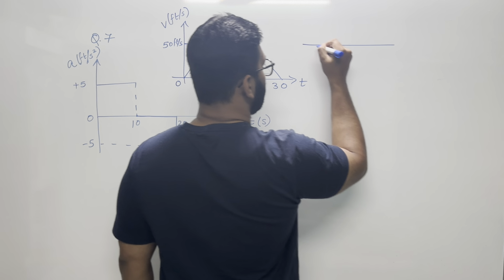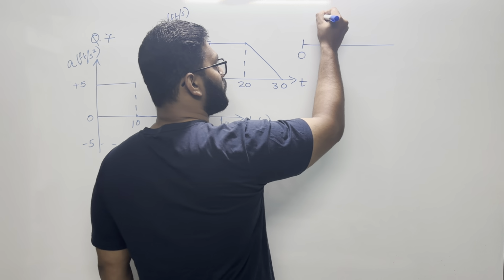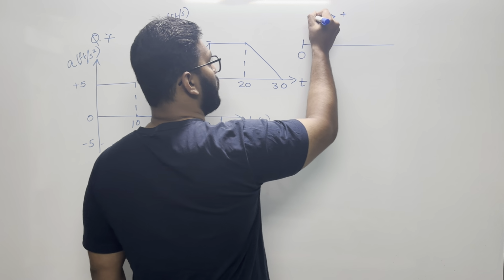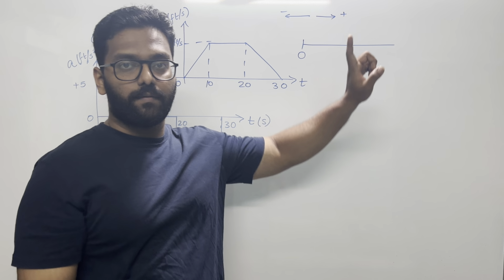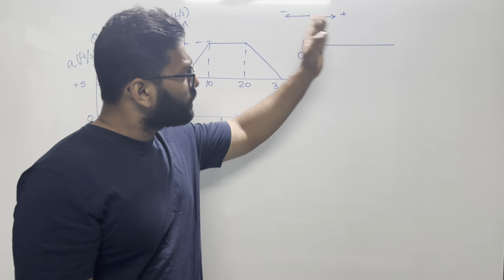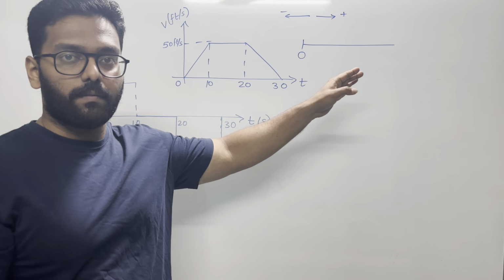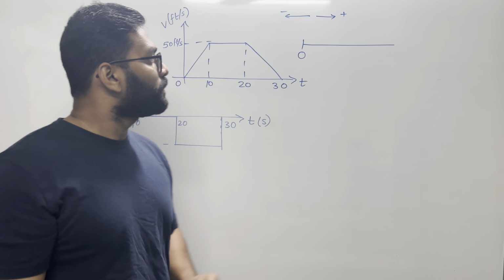So let me draw this. This is our origin, okay? And this is our right direction, which is positive, and left direction, which is negative. All the acceleration towards right will be positive, all the acceleration to the left is negative, and all the displacement and velocities towards right will be positive, and all the vector quantities towards left will be negative.